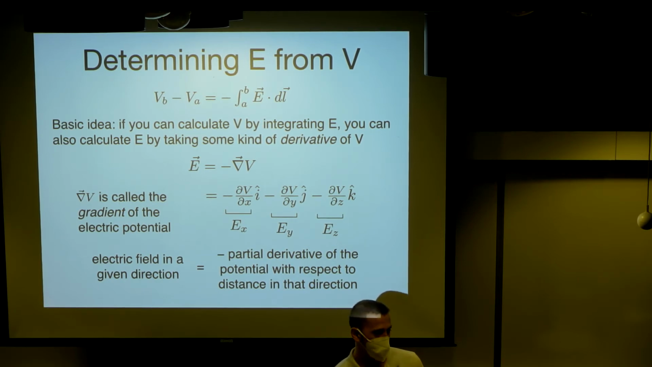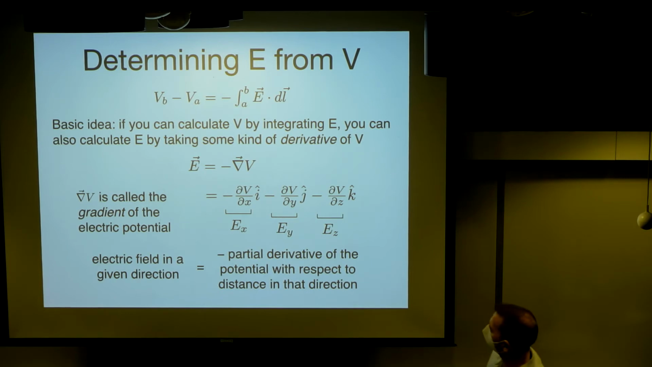So if you're in Calc 3, you may have seen this before. If you haven't seen this, don't worry, I'm going to explain it to you, okay? The way this works is E is given by minus, this thing is called the gradient of V, okay? It's like a multi-directional derivative. Has anyone seen this before in Calc 3, the gradient operator? Okay. So we're taking the gradient of V, and of course there's a negative sign out front as always, okay?